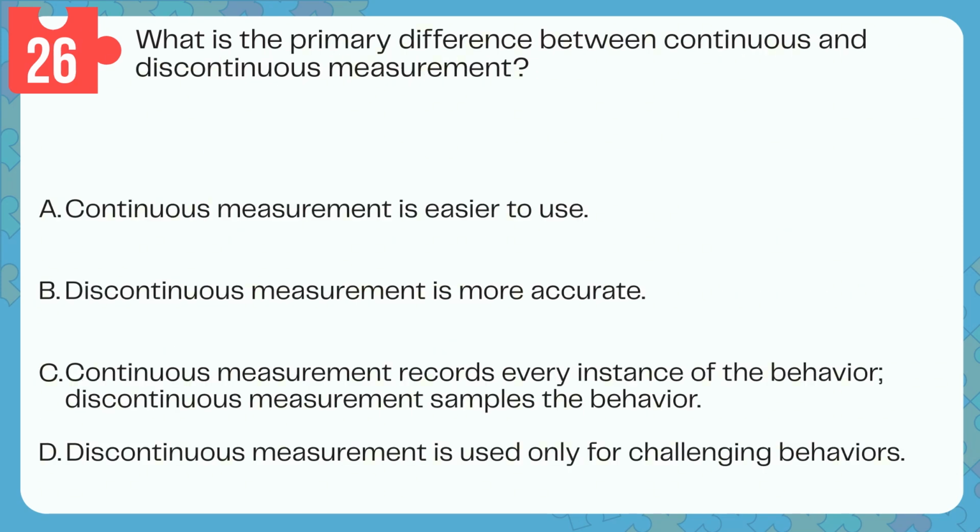Question 26. What is the primary difference between continuous and discontinuous measurement? A. Continuous measurement is easier to use. B. Discontinuous measurement is more accurate. C. Continuous measurement records every instance of the behavior. Discontinuous measurement samples the behavior. D. Discontinuous measurement is used only for challenging behaviors.